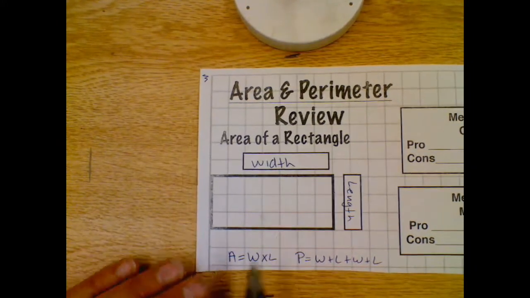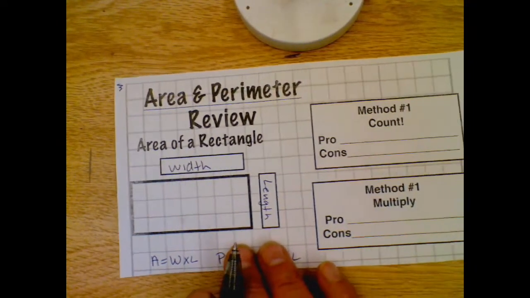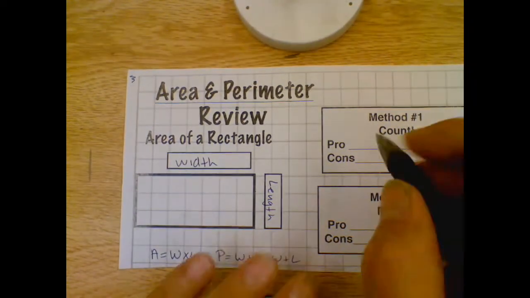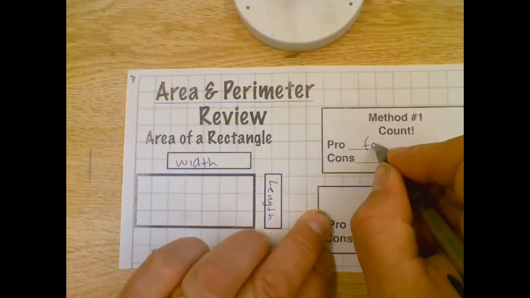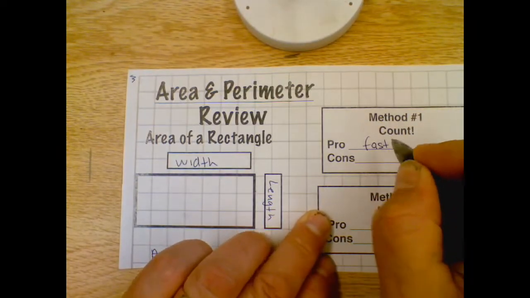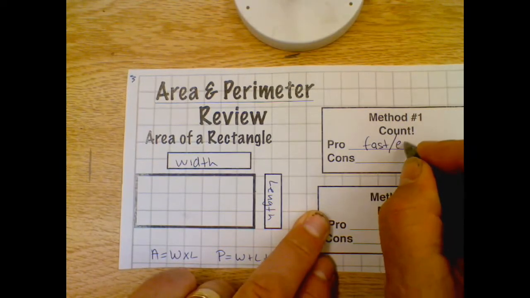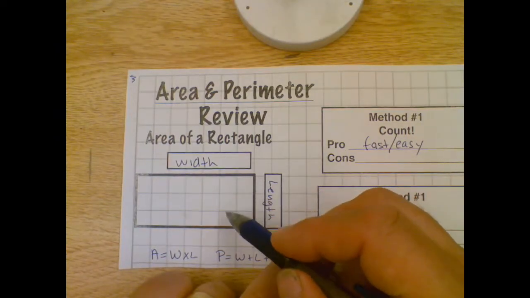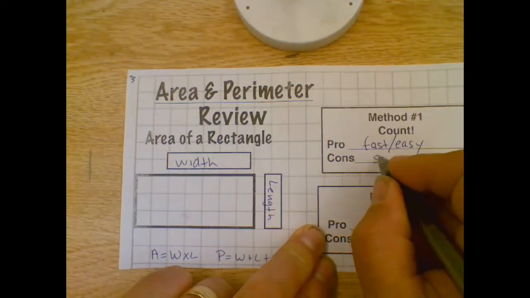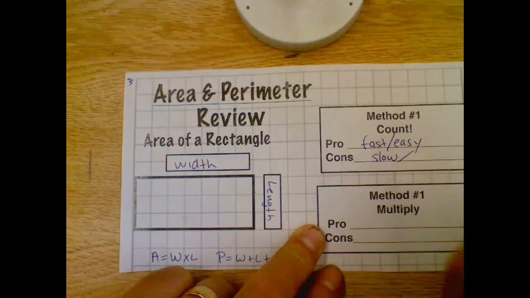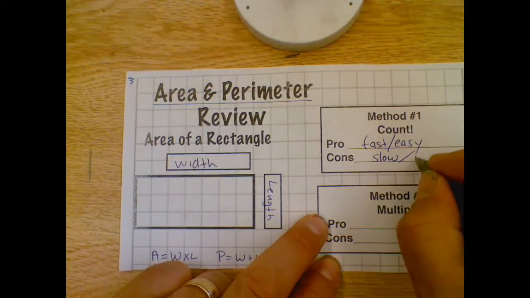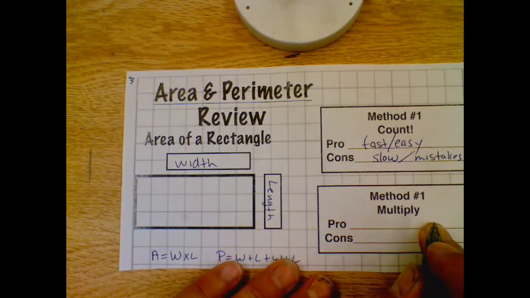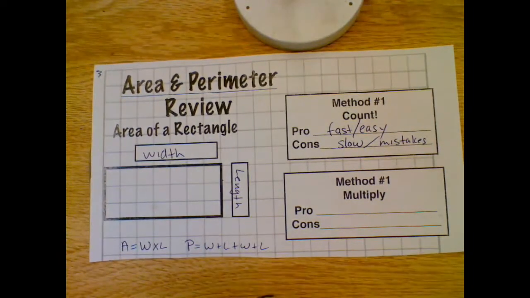So if I have a situation like this where I have to figure out the area, there's pretty well two ways that I could do that. Because it's on a grid, I could just count the squares. The pro of that is it usually could be fast as long as it's small. The con is if this shape gets really large, it's suddenly going to become slow and I could be prone to making mistakes. So counting is okay for small things, but not really good once you get to larger shapes. The other way is just to multiply.